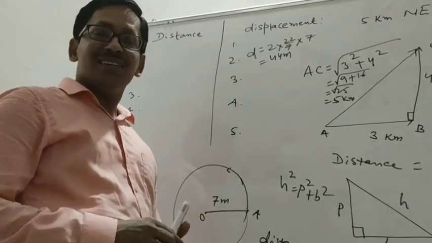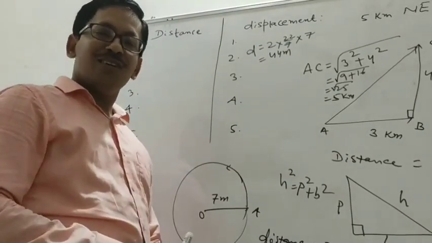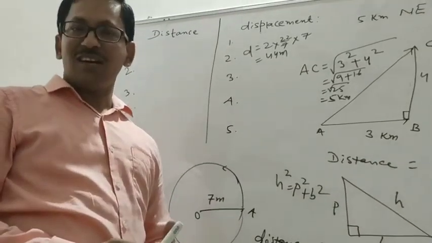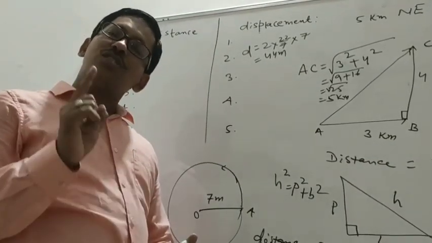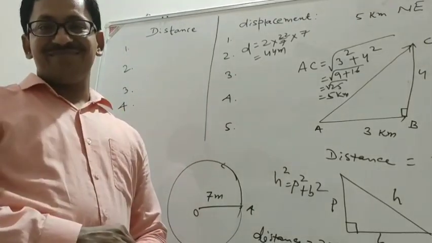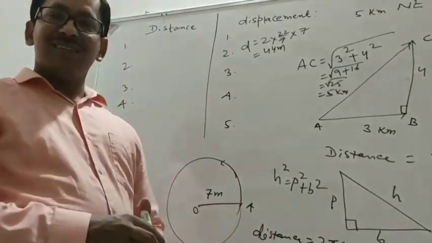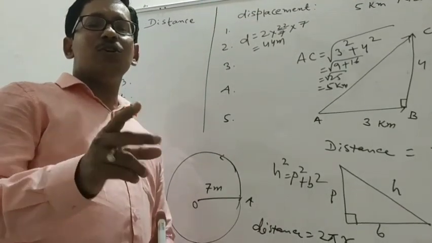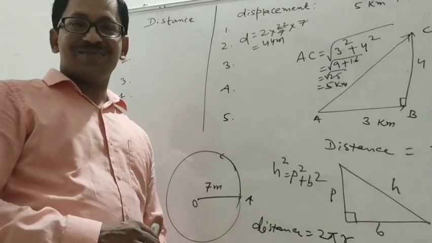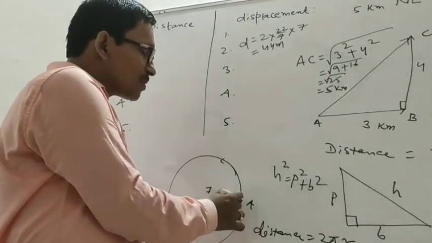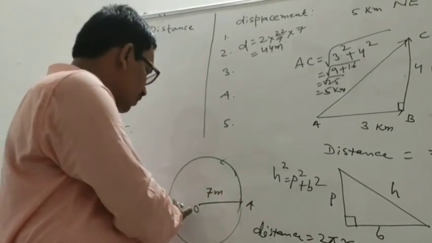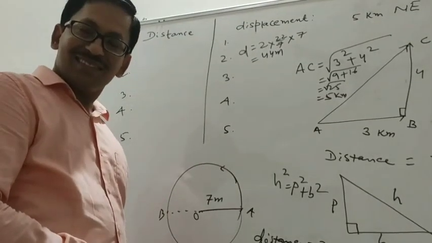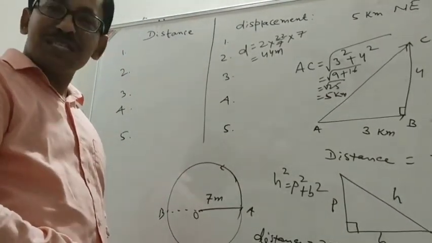Then what is the displacement? Already in that example I told you, when it starts from here and reaches there, the displacement is 0. Because here initial and final position coincide. So this is a numerical based on distance and displacement. In the same question, if I twist the question a little, the answer will be different. Suppose the body starts from A and it will reach here at point B. B is a diametrical opposite point. Then what is the distance covered and what is the displacement?